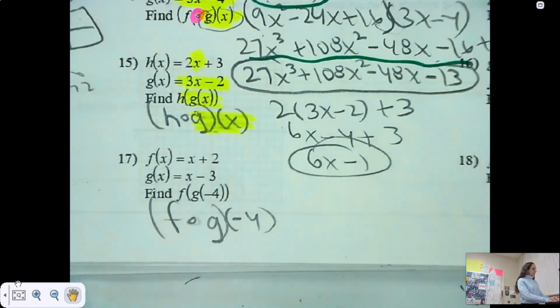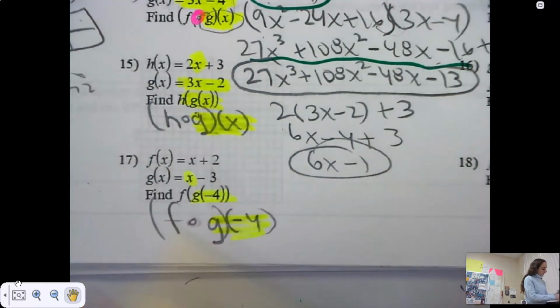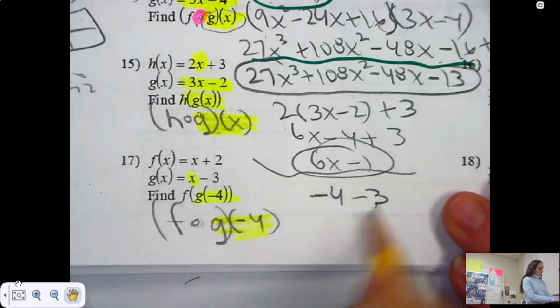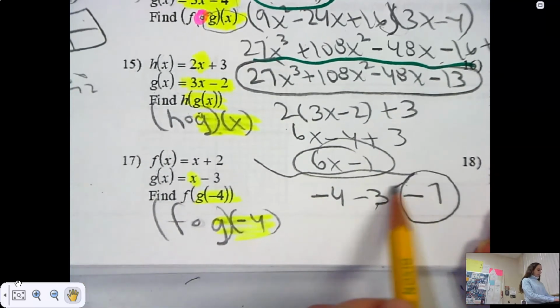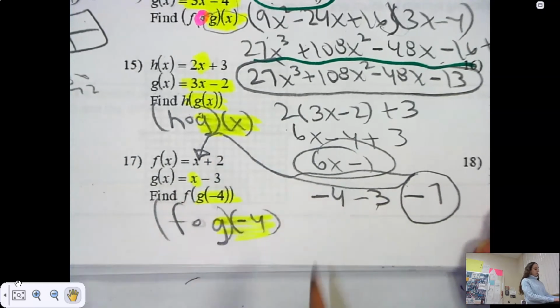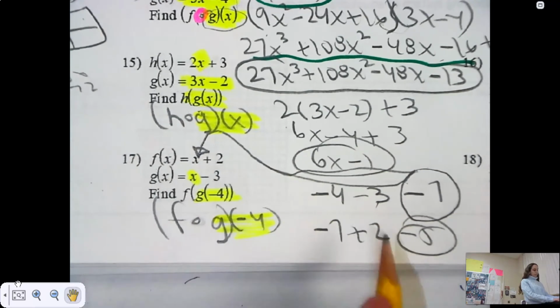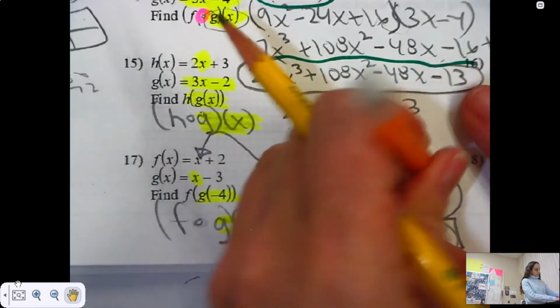So what it's saying is, okay, take -4, plug it in for g, which is -7. Then take that and now plug it in for f. So -7 plus 2 is -5. So the final answer is -5. So let me erase that part.